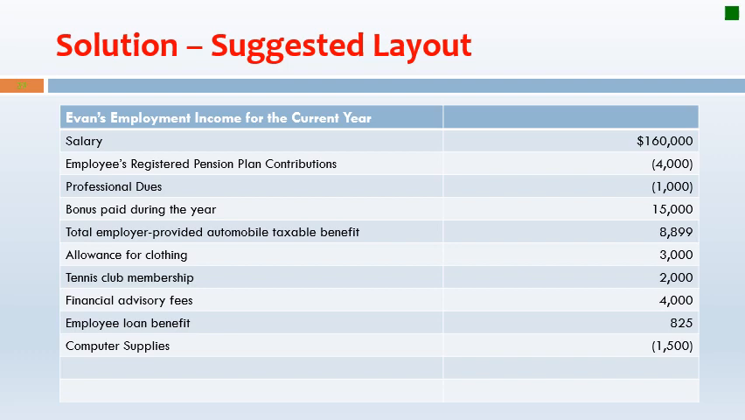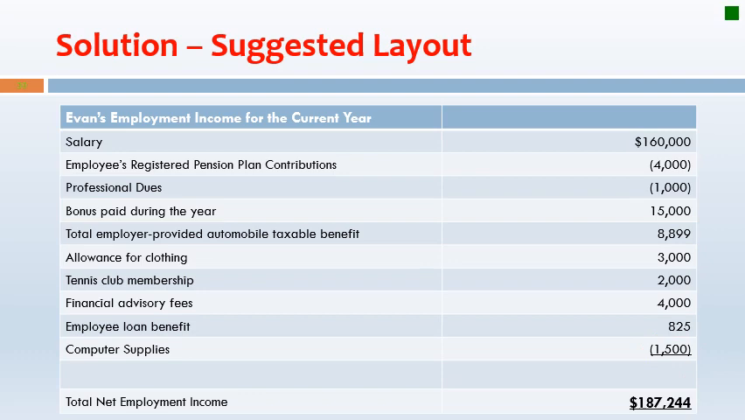And here we're going to deduct from his employment income the supplies that he was forced to pay for and was never reimbursed for. He'll be able to deduct this from his employment income. We now total his employment income for the year, $187,244. He's going to include this amount in his net income for tax purposes.